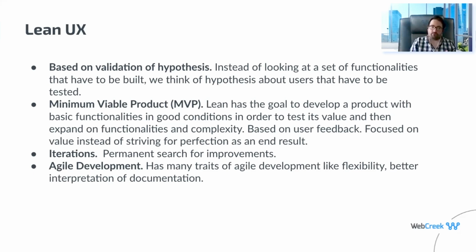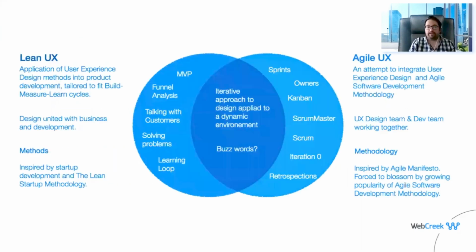And this is where we relate to agile development, because it is flexible, it has a better interpretation of documentation and things like that. So this is the comparison between both, if you were wondering and if things weren't clear. Within Lean, we talk about minimum viable products, and with Agile, we talk about sprints. We talk about a bigger product divided in chunks, right? But an MVP could be its own product, a very basic idea to be tested, right?